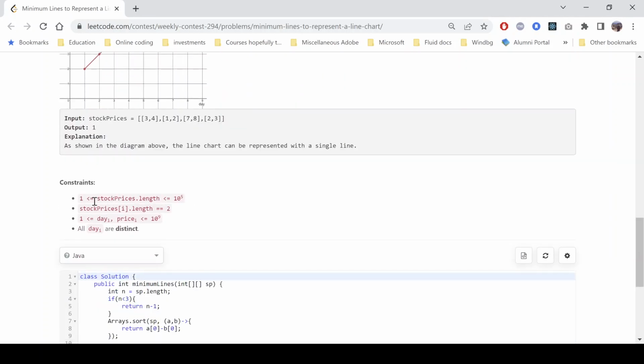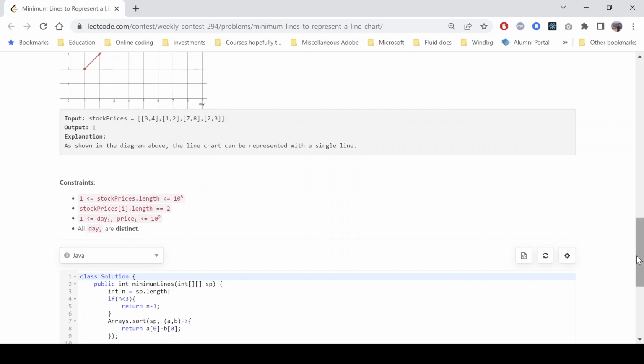Let's see the limit. The limit says that stock prices of length can go up to 10 raised to the power 5, so that means we can have 10 raised to the power 5 data points. Each data point will have two values, day of I and price of I, and the value of each of them can go up to 10 raised to the power 9, and all days are distinct.